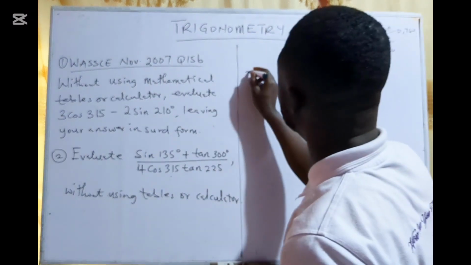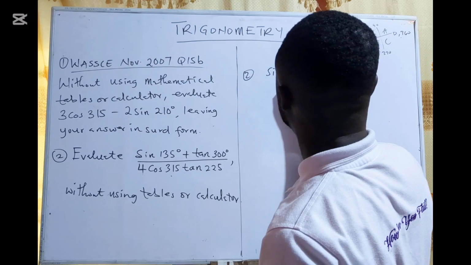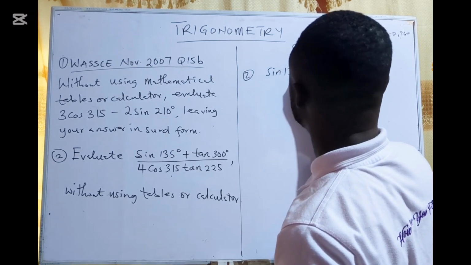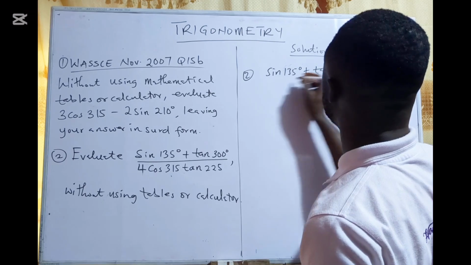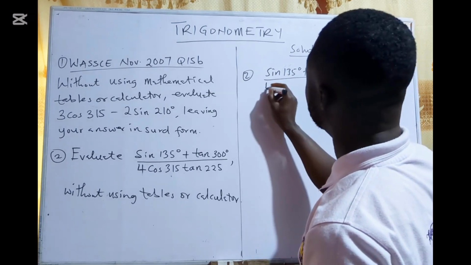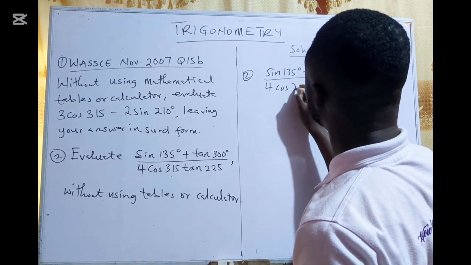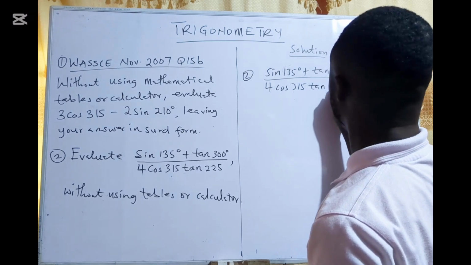The next question is: sine 135 plus tan 300 over 4 cos 315 tan 225.